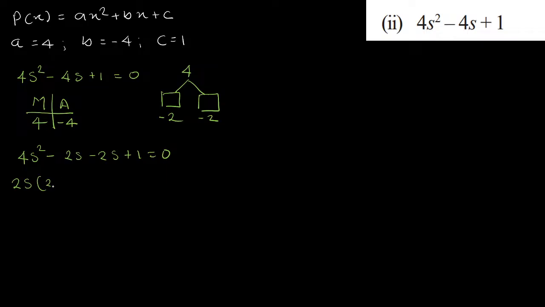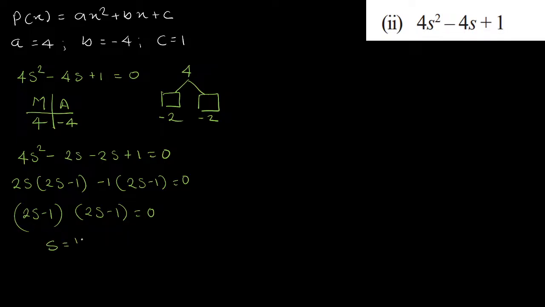Take 2s common, so 2s minus 1. Take minus 1 common, 2s minus 1 is equal to 0. Now take 2s minus 1 common, again we'll get 2s minus 1 inside. So here we can see both the factors are the same. So s is equal to 1 by 2, or I can say the zeros are equal here. Alpha is equal to 1 by 2 and beta is also equal to 1 by 2.